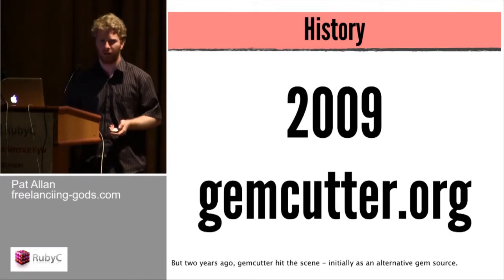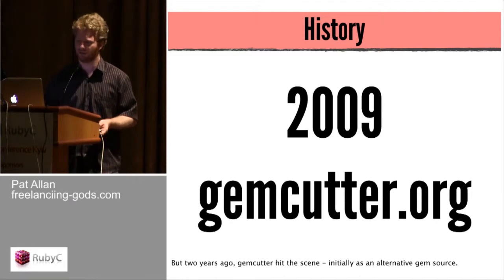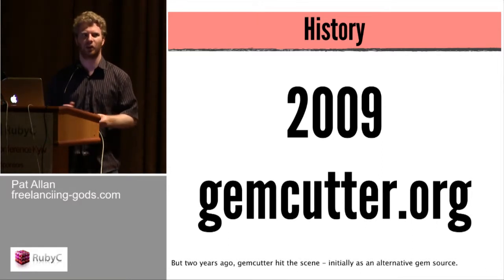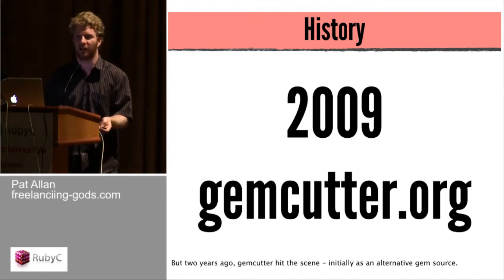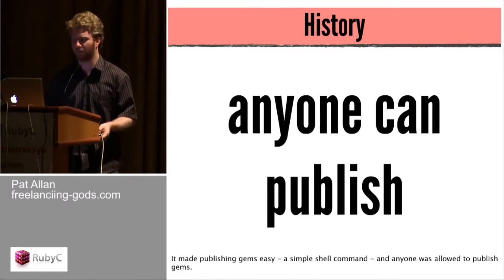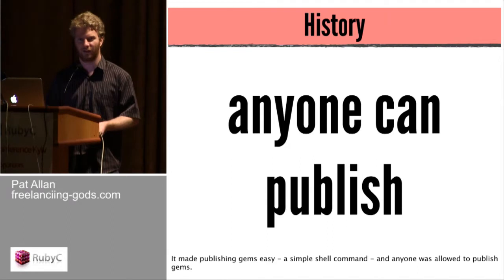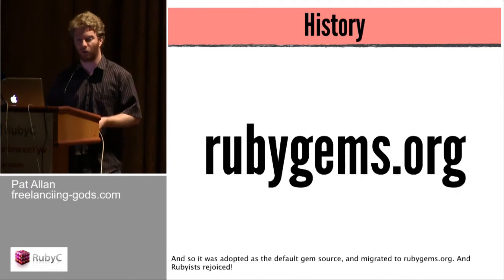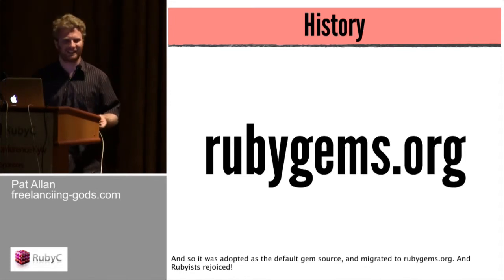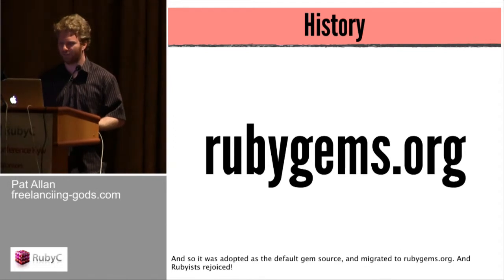And then 2 years ago, gemcutter.org was released, initially as an alternative source for publishing gems instead of RubyForge, and it made things so much easier. You didn't need permission. All you needed was an account, which you could create yourself, and it made it really easy to publish gems. So easy, in fact, that they decided to make rubygems.org, which was gemcutter, just renamed, as the default gem source. And all the Rubyists were happy. So that's how we've come to where we are now.